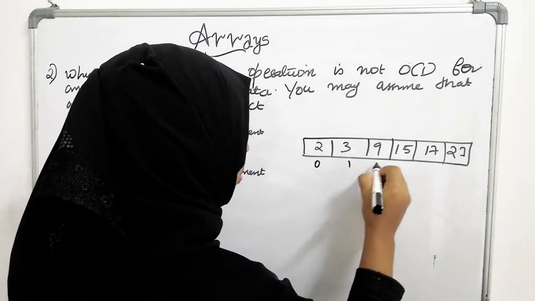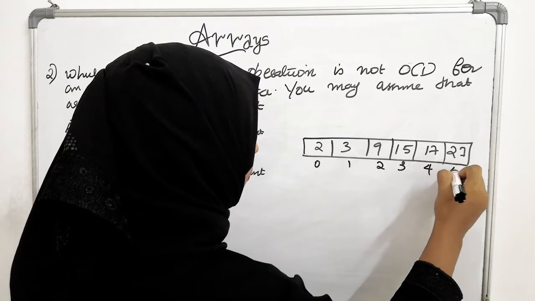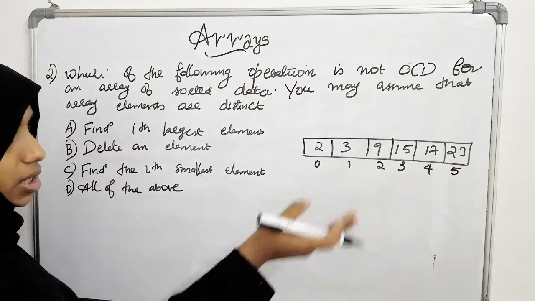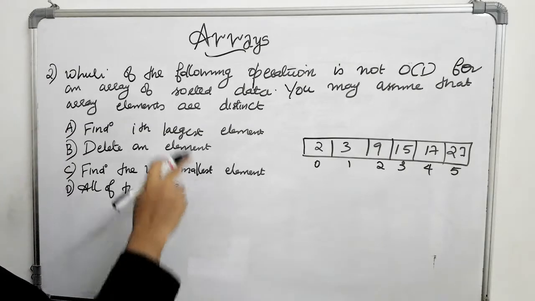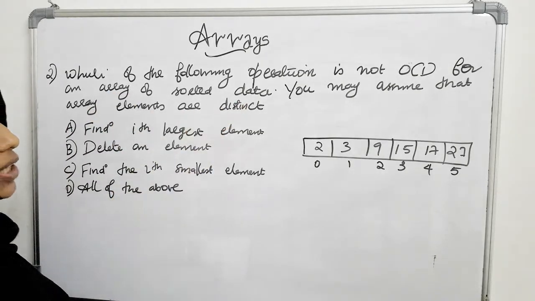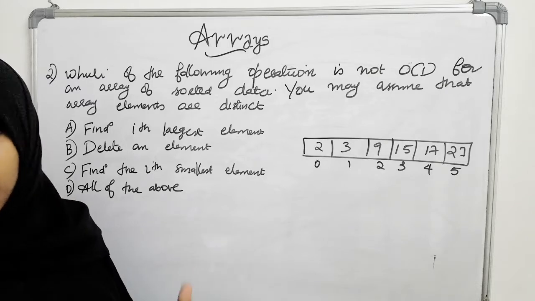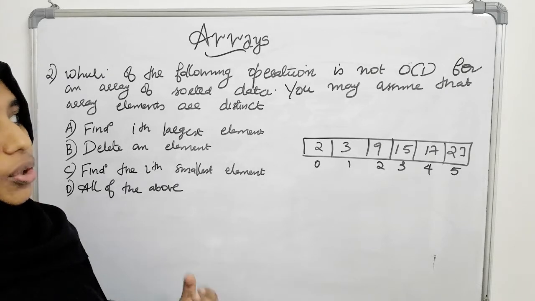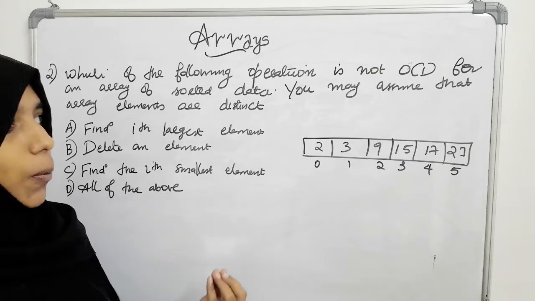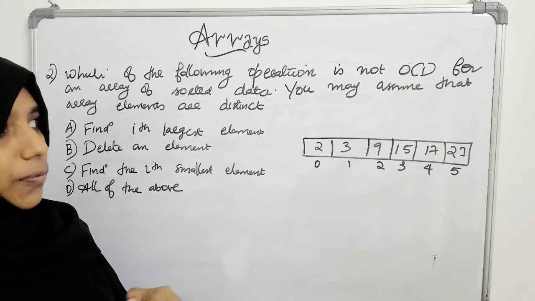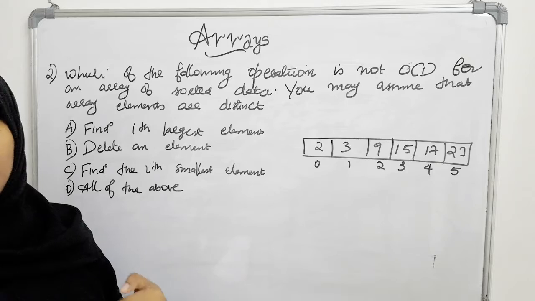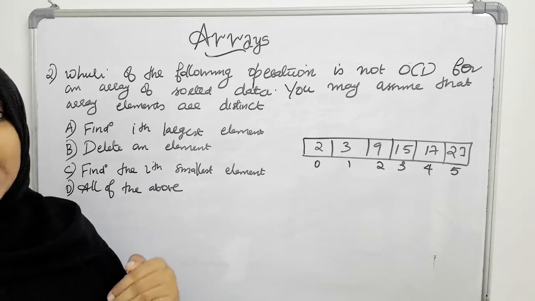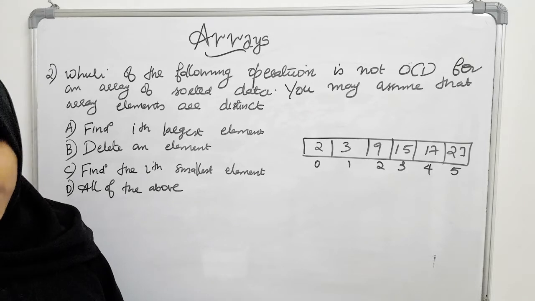So 0, 1, 2, 3, 4, 5. These are the array indices. This is taken just for the sake of an example. And you are asked to find out which of the operations is not order of 1. See, order of 1 is a complexity notation. Order of 1 means an operation which is independent of the length of the array. That is, order of 1 means an operation that takes constant time irrespective of the size of an array.